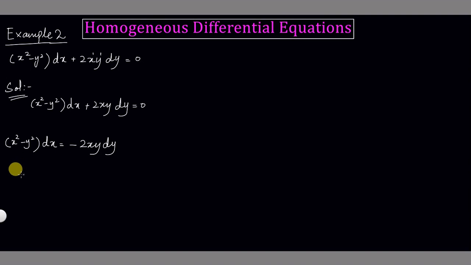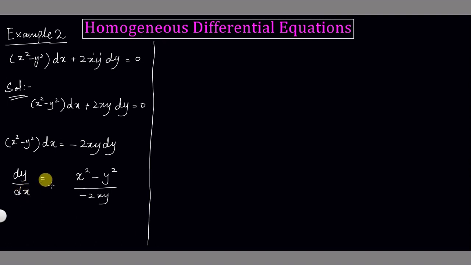And then we will find dy over dx, and if we separate dy over dx, what will we get? We will get x square minus y square divided by minus 2xy. And now you can substitute, let y is equal to vx.